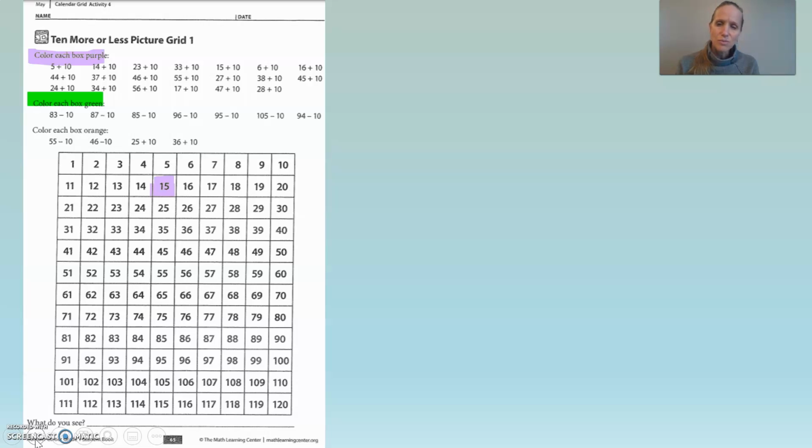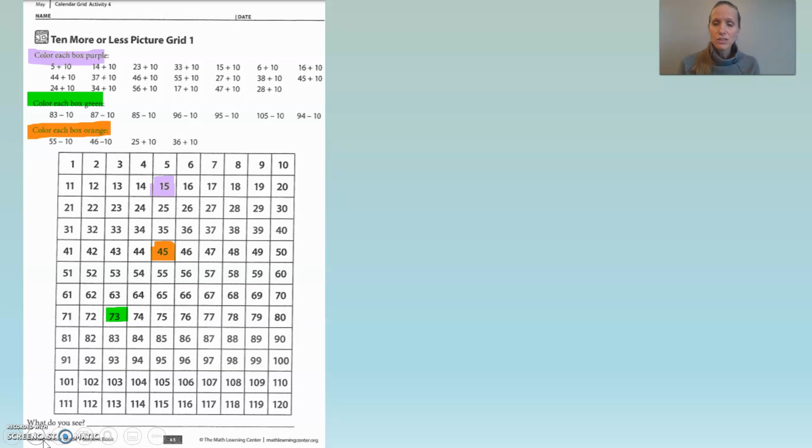So 83 minus 10, we find 83. We know that jumping 10 back is going straight up. So it's 73. And the last one, color each box orange. 55 minus 10. This is a really good workout with using the hundreds grid. So 55, jump up, and it's 45.